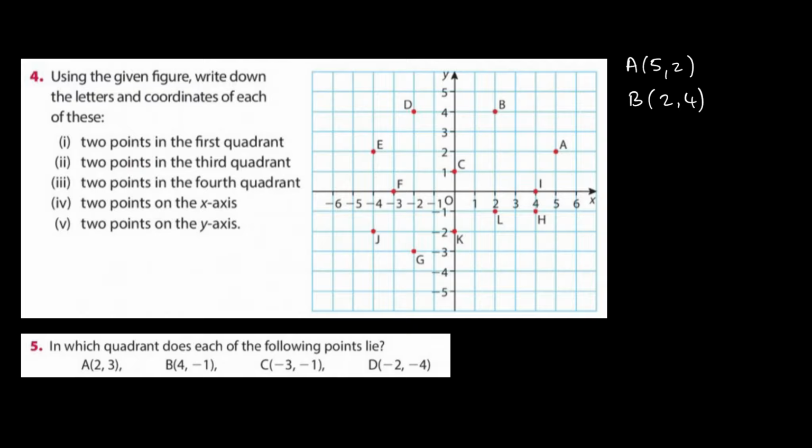For the next one, it asks you to find 2 points in the third quadrant. Now, before we go any further, I'm just going to fill in a little reminder here for myself. In terms of which one is which quadrant, this is the first, this is the second, this is the third, and this is the fourth. And we know that from what we did the last day, okay? So 2 points in the third quadrant.